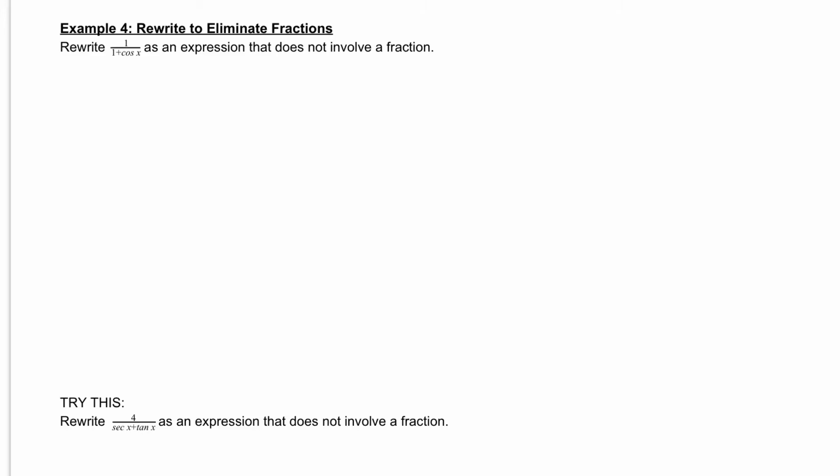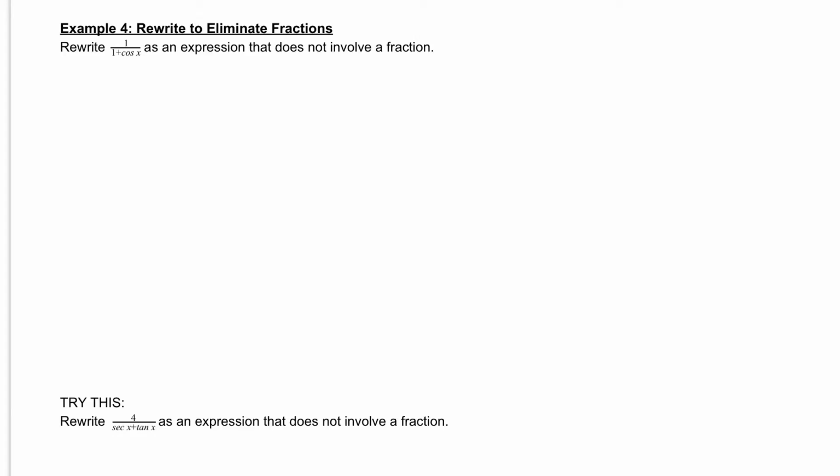In example 4, we'll learn another trick in terms of simplifying, or later for when we verify. It says rewrite 1 over 1 plus cosine x as an expression that does not involve a fraction. As you look at this 1 plus cosine x, a lot of people start to think about their Pythagorean identities. But because that cosine is not squared, there's no Pythagorean identity that we can use. And there's really nothing we can change the cosine into to make this any easier.